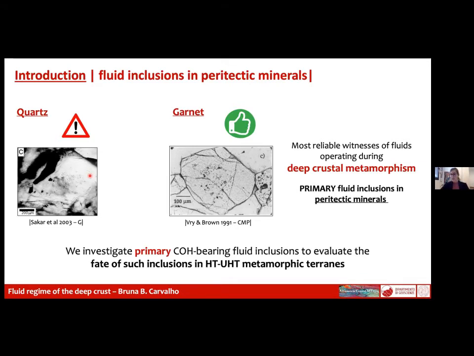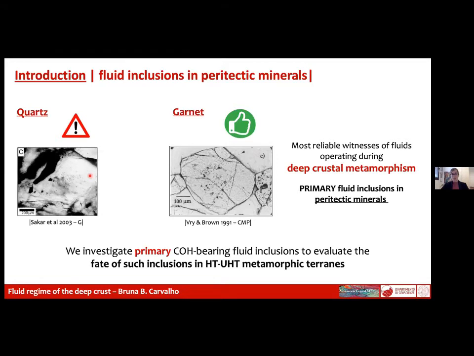So this explains why there's much uncertainty about the timing of entrapment of inclusions found in granulites relative to metamorphic peak conditions. So the solution to this problem is to look for primary fluid inclusions in peritectic minerals. These are the most reliable witness of fluids operating during deep crustal metamorphism, because the peritectic minerals are by definition the solid products of high temperature melting reactions.